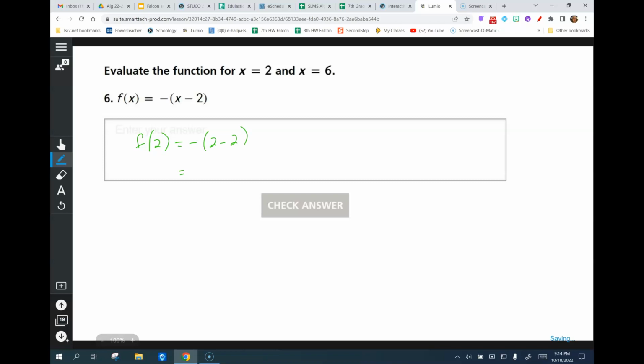Now this is a great order of operations. That's a negative out in front. So 2 minus 2 is 0. So it doesn't really matter. f of 2 is equal to 0. That negative didn't affect it. Try it when you plug in the 6 and see what happens. Go. Did you get that f of 6 was equal to negative 4? Nice job.